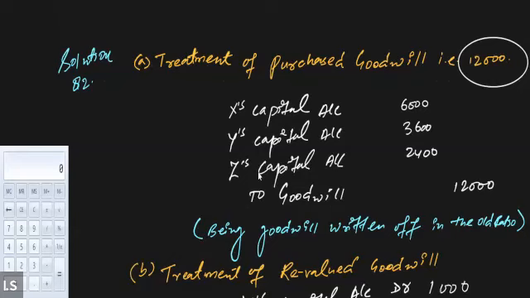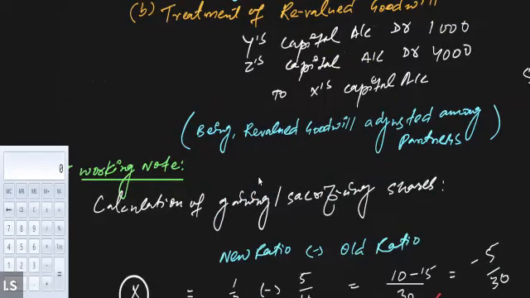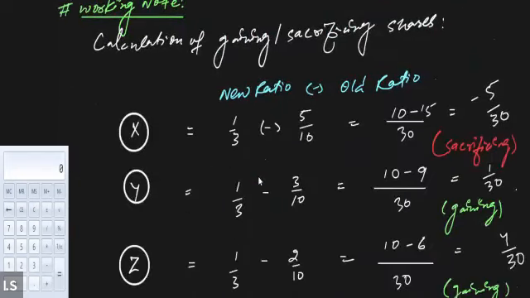See, the treatment of revalued goodwill, as we know, we need to adjust depending upon the gaining and sacrificing share. So first of all, we will have to find out the gaining and sacrificing shares of the partners. For that purpose, we apply the formula new ratio minus old ratio. The new ratio of the partners is equal. All the partners from now onwards will share profit and loss equally, so their new PSR will be 1/3, 1/3, 1/3. Their old ratio was 5:3:2, that means 5/10, 3/10, and 2/10.